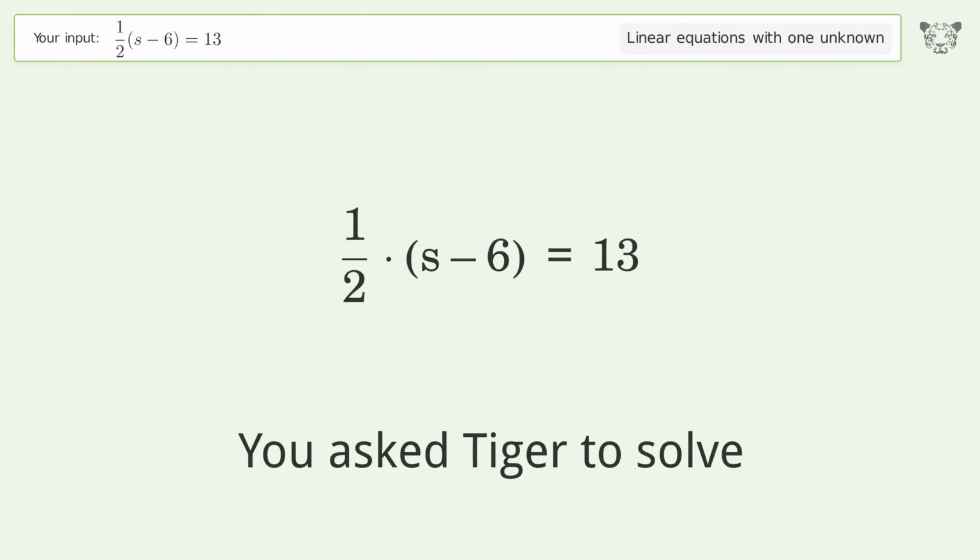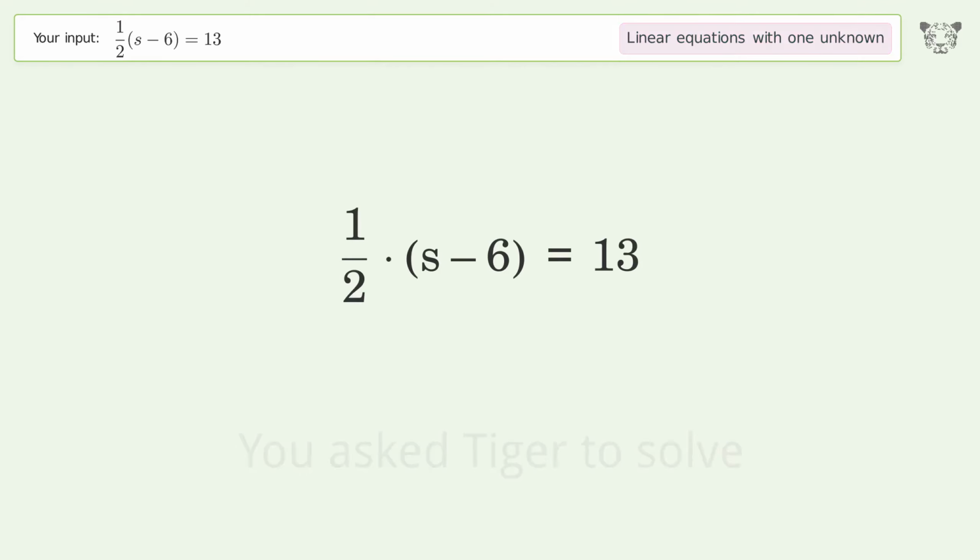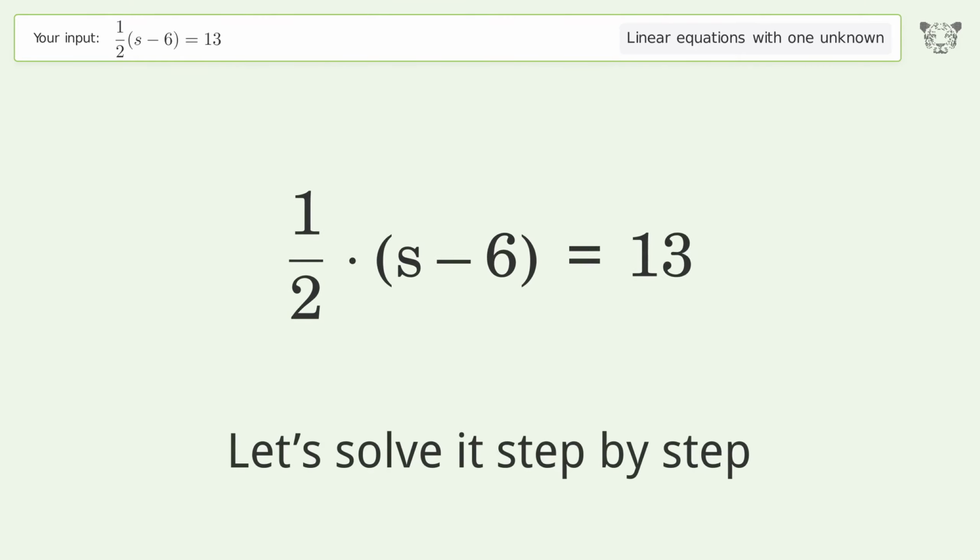You asked Tiger to solve this. This deals with linear equations with one unknown. The final result is s equals 32. Let's solve it step by step.